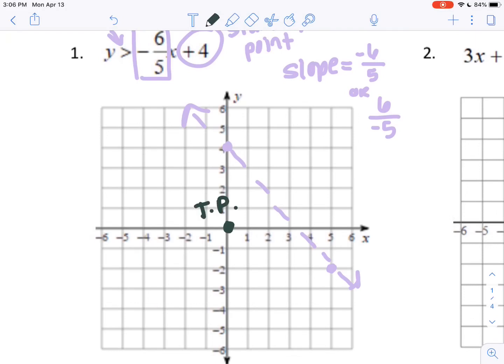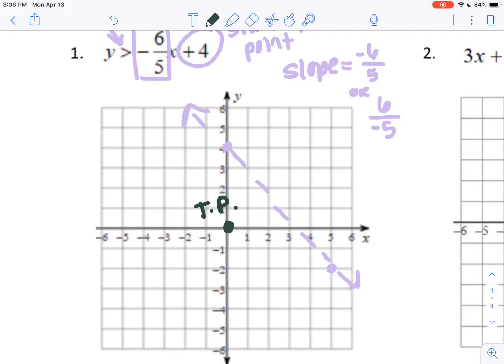So what I'm going to do is see, is this test point a solution to my inequality? Meaning, when I plug it in, does it make my inequality true? Okay, if it is a solution, that means that that test point is in the solution area.